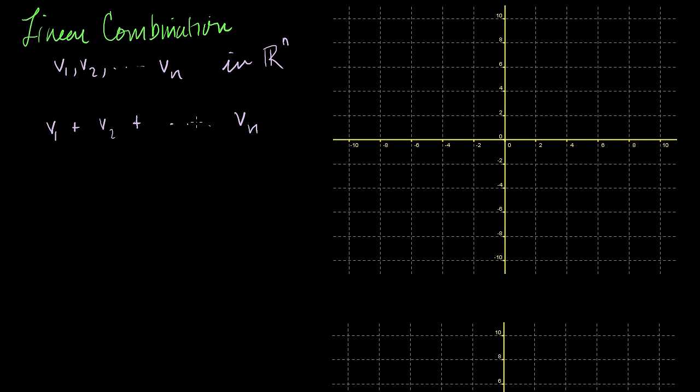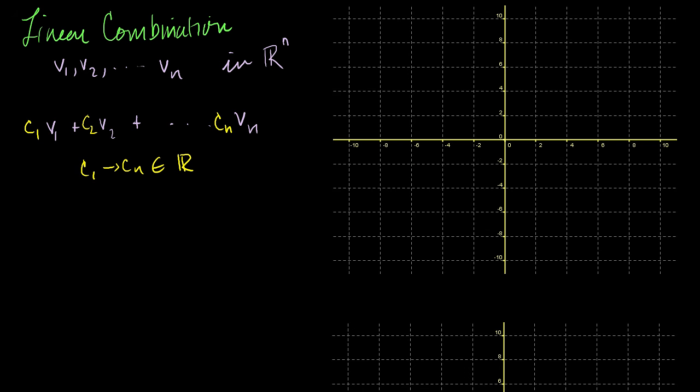But you scale them by arbitrary constants. So you scale them by c1, c2, all the way to cn, where everything from c1 to cn is a member of the real numbers. That's all a linear combination is. And let me show you a concrete example of linear combinations.